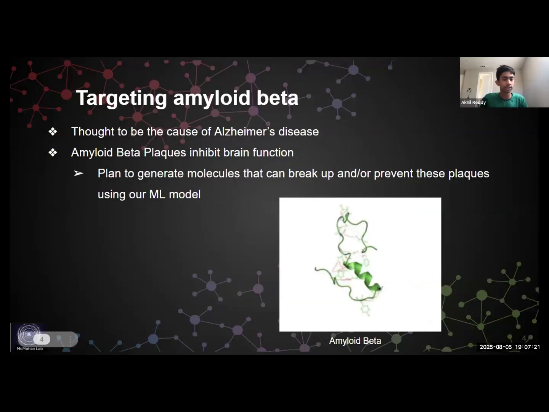And so you can see the amyloid beta here. This is thought to be the main cause of Alzheimer's disease. Specifically, when there's an excess of amyloid beta in the brain, it causes plaques. These inhibit the brain's functionality and cause a loss in cognitive ability. Specifically, it causes the entanglement and dysfunction of certain proteins like tau proteins, but there are a lot of them. So our plan is to generate molecules that can break up or prevent these plaques from even forming in the brain in the first place.